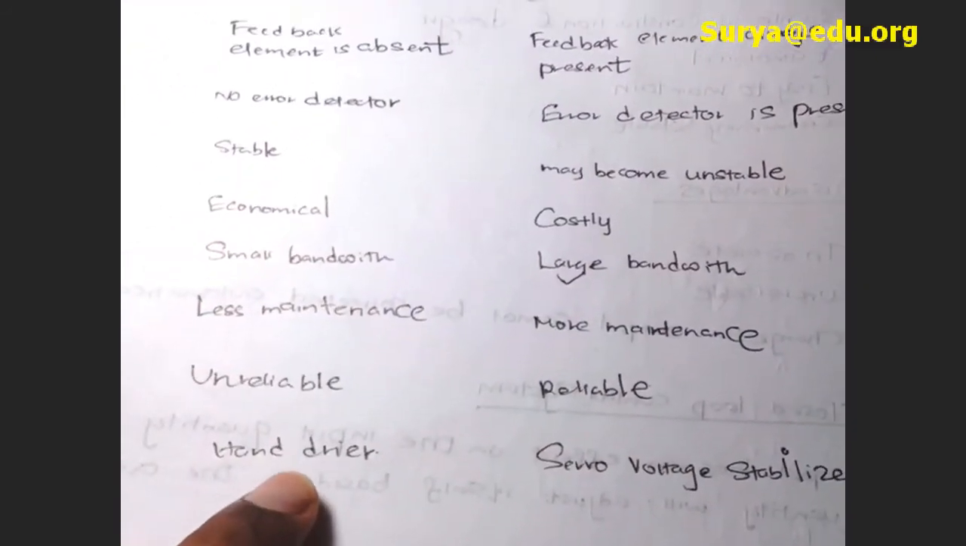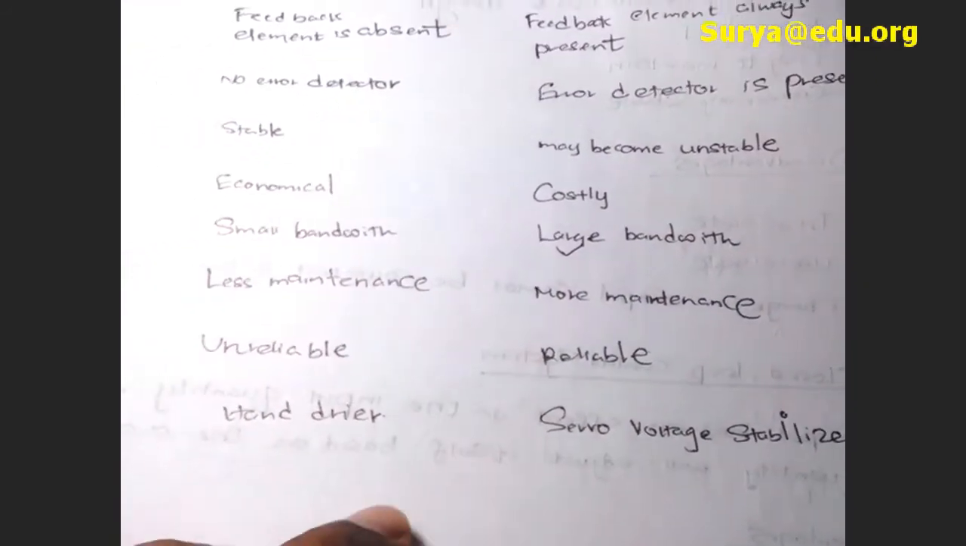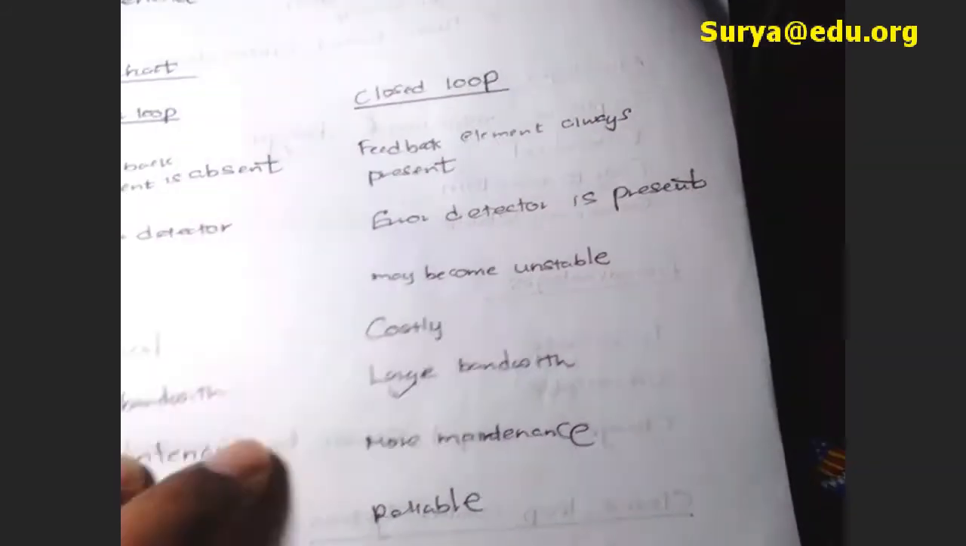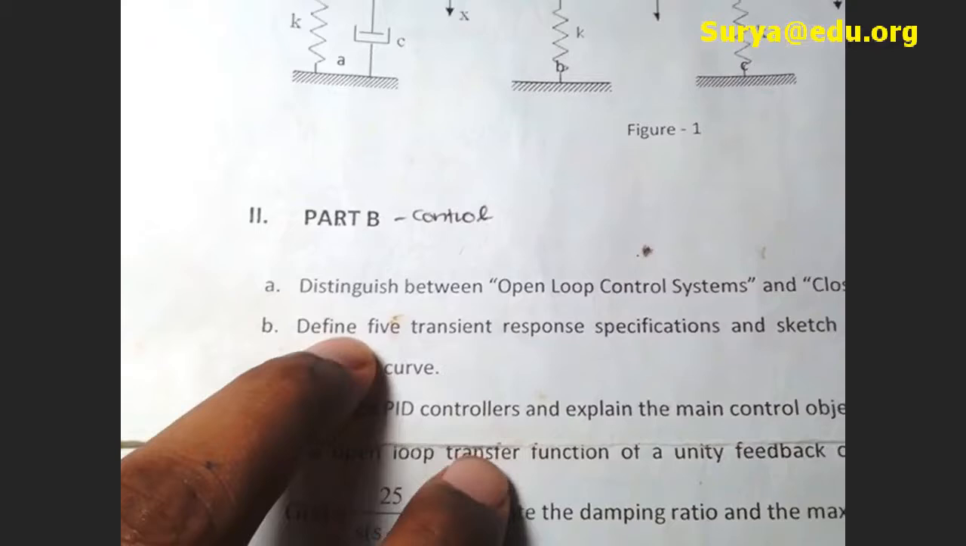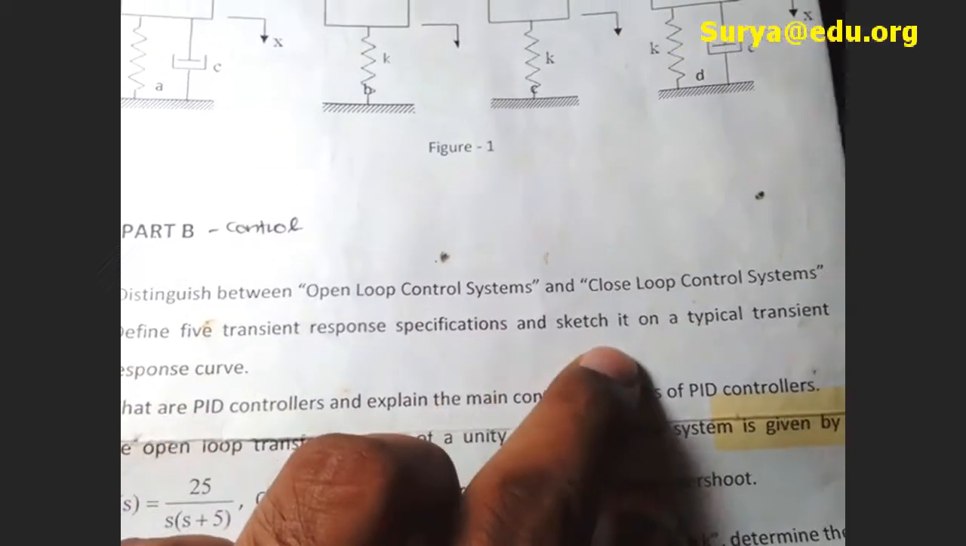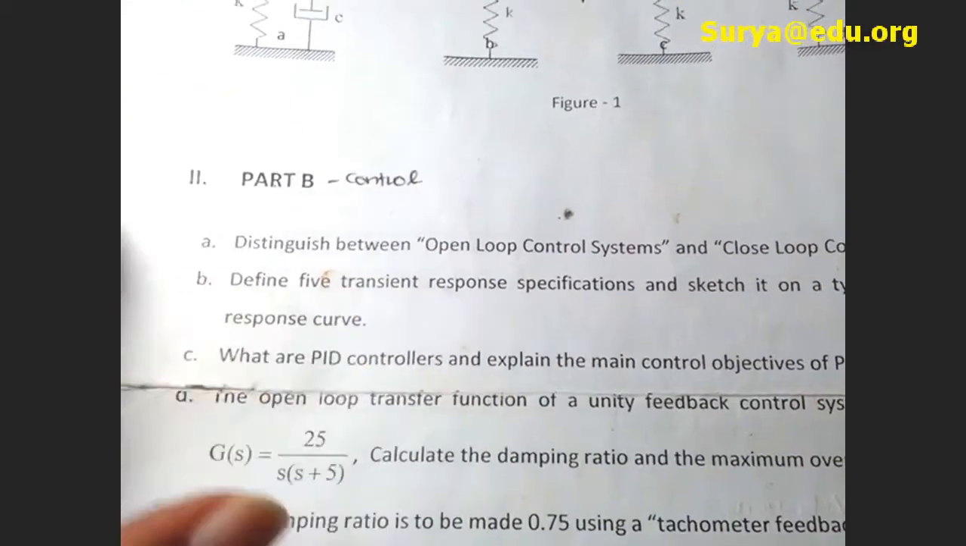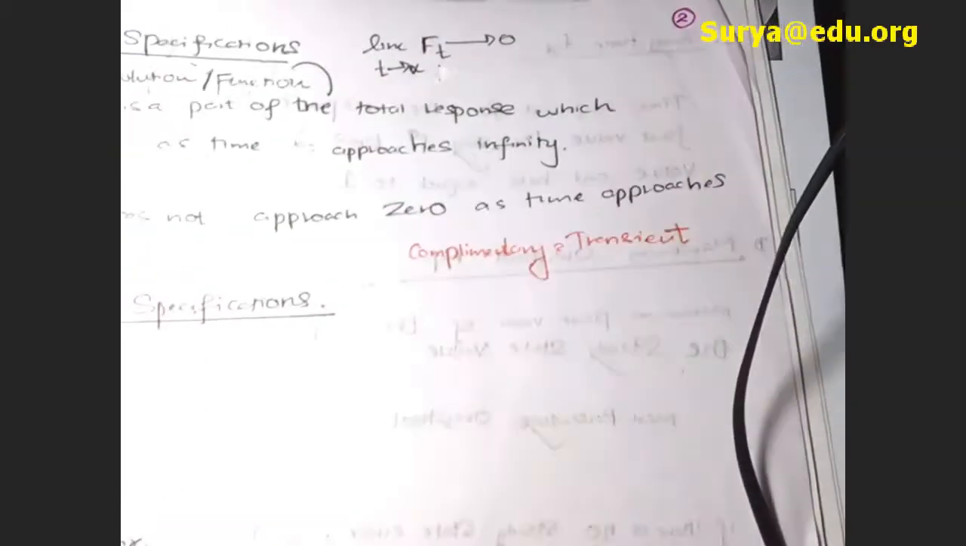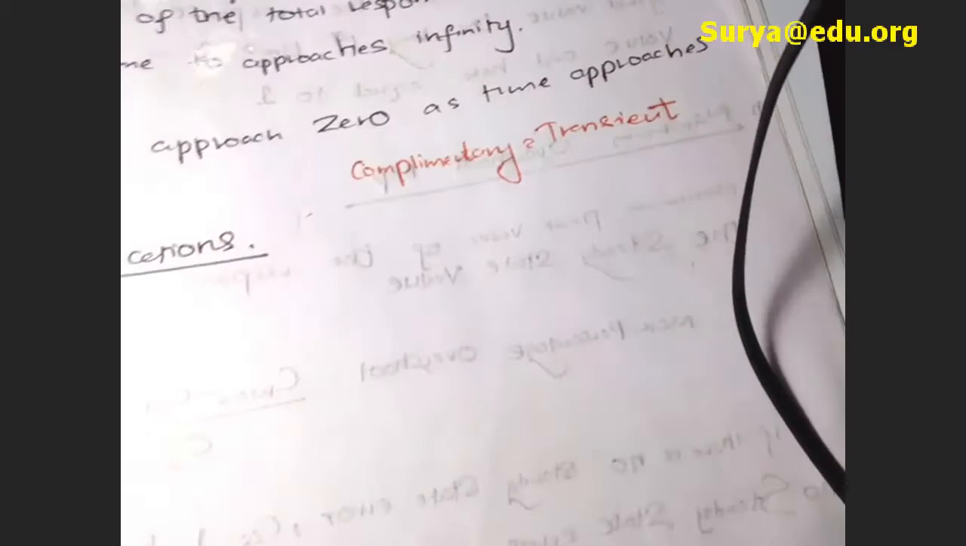Then what are the other stuff? Okay, so that's it. Now what's the next thing? Define 5 transient response specifications and sketch it on typical transient response curve. Yeah, very important. These are the basics, right? So that's the problem, because you guys don't study basics.